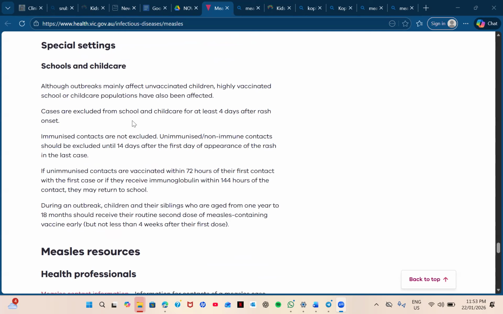Here, school and child care. Although outbreaks mainly affect unvaccinated children, highly vaccinated school, one minute, doctor.